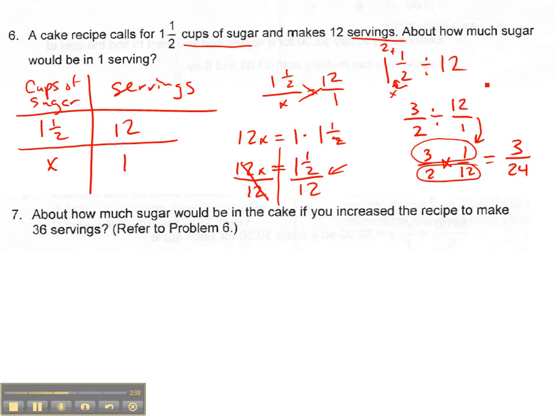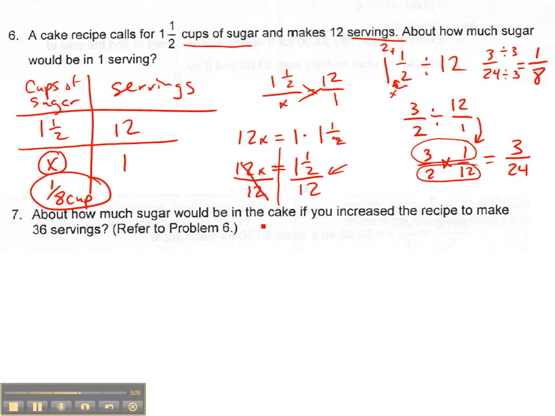For the number of cups of sugar, but you can see that 3/24 can be simplified. There's a common factor, 3. 3 divided by 3 is 1. 24 divided by 3 is 8. So this unknown x is 1/8 of a cup of sugar. 1/8 cup. Okay.